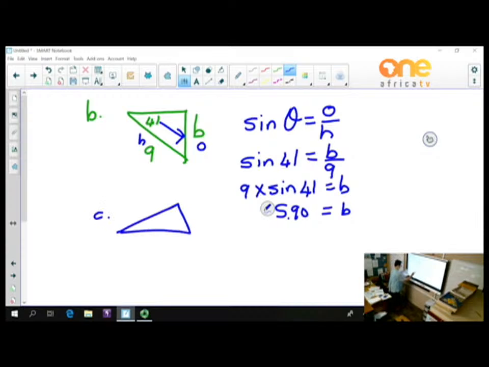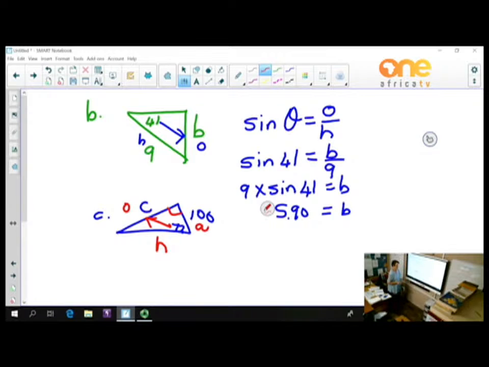Number c. The triangle looks like this, 72 degrees there, and this is c. So the first question is, which function? Let your eyes go to the angle, and now we must determine which side is which. This is then your opposite one. This one is the hypotenuse, opposite the 90 degrees, and this one will then be adjacent.